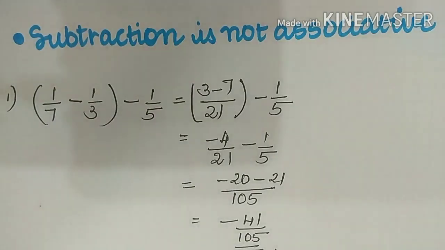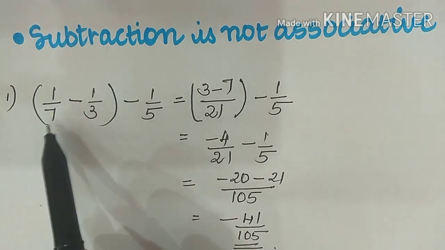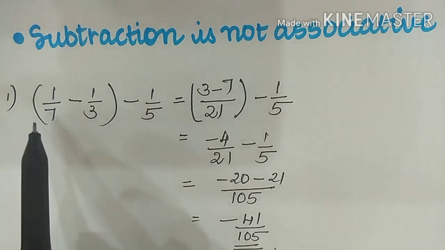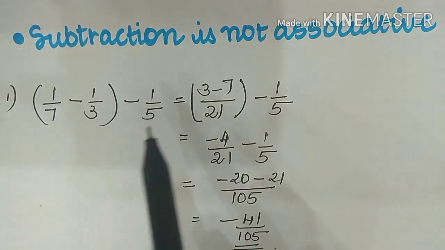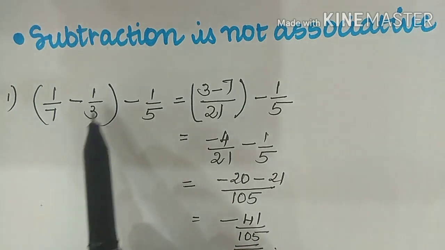Students, next we are going to learn associativity when there is subtraction. We are going to verify the associative property when there is subtraction. For that we have to consider three rational numbers. I am going to take three rational numbers which are 1 by 7, 1 by 3 and 1 by 5. So I am going to take the difference of first and second, and then I'll subtract 1 by 5 from the result of 1 by 7 minus 1 by 3.